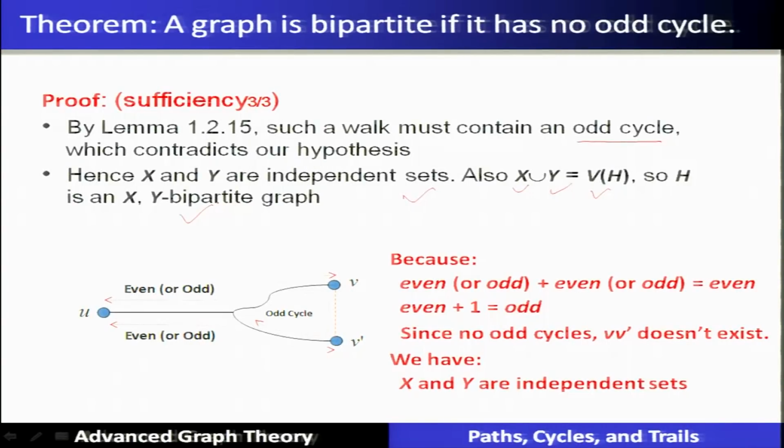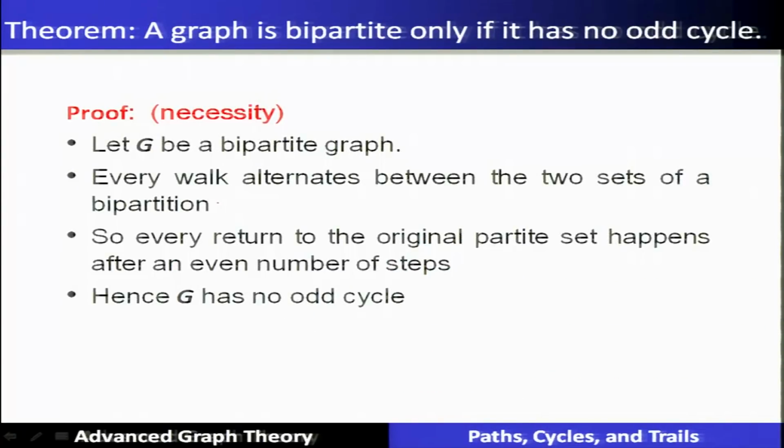Now we have to see the necessity condition. The necessity condition says that the graph is bipartite only if it has no odd cycle. To prove this, we assume that the graph is a bipartite graph. That is the other side of the proof. So let us assume that the graph is bipartite, and then we have to conclude that it has no odd cycle. So, let G be a bipartite graph.